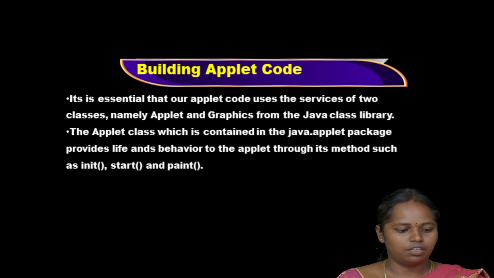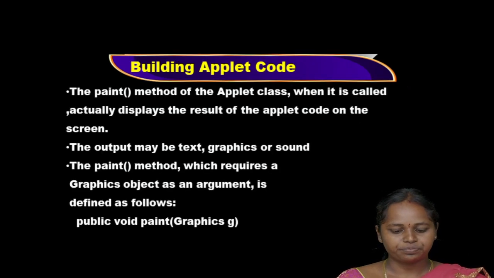Unlike any applications where Java calls the main method directly to initiate the execution of the program, when the applet is loaded, Java automatically calls a series of Applet class methods for starting, running, and then stopping the applet code. The Applet class therefore maintains the life cycle of the applet.